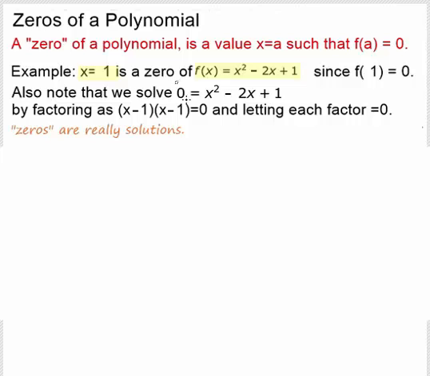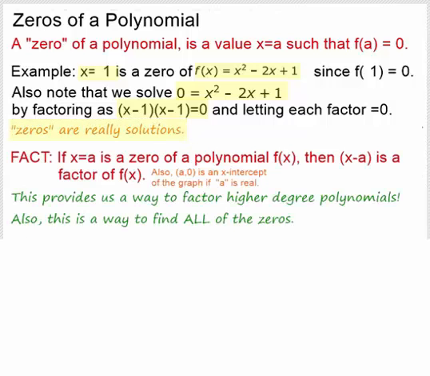Also, if we let that polynomial equal 0 and factor it, we get x minus 1 times x minus 1 equals 0, and then letting each factor equal 0, we get x equal 1. So zeros are really solutions to the polynomial when you let the polynomial equal 0.